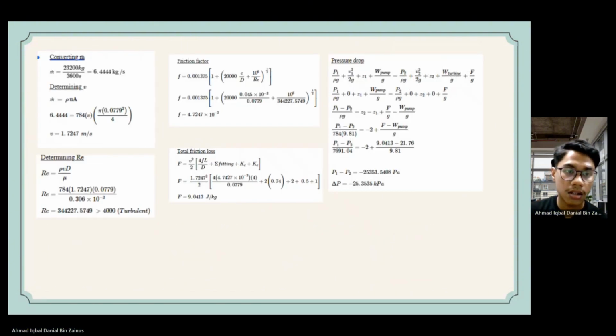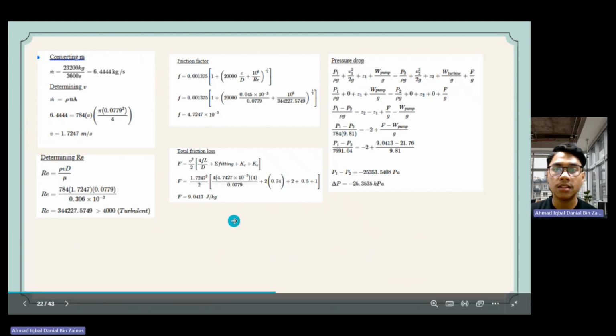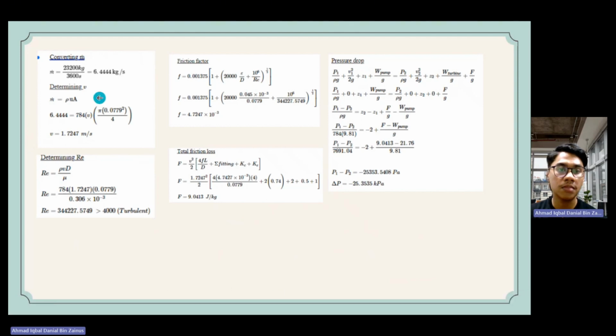Next, let's jump to the calculation of pressure drop for each pipe. There are 6 steps to obtain the pressure drop for each pipe. Firstly, converting mass flow rate from kg per hour to kg per second. After that, determining velocity by using the formula m dot equal to rho times u times A. The third step is determining the Reynolds number by using this formula to determine whether the fluid in the pipe is turbulent or laminar flow.